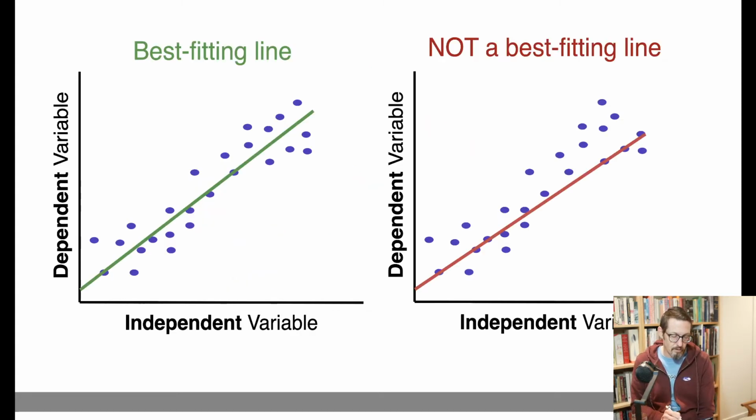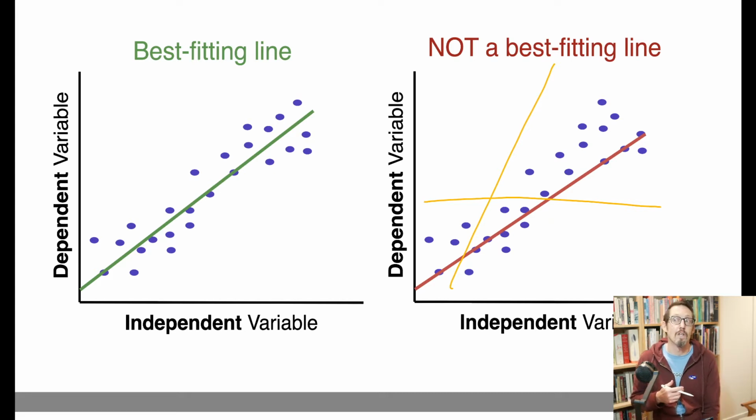Okay, so this green thing here is a best fitting line. That red thing is a terrible fitting line. This is not a good fit, right? That's not a good fit. What we want is we want the line which minimizes the total error, the total residuals off here, like we were talking about.